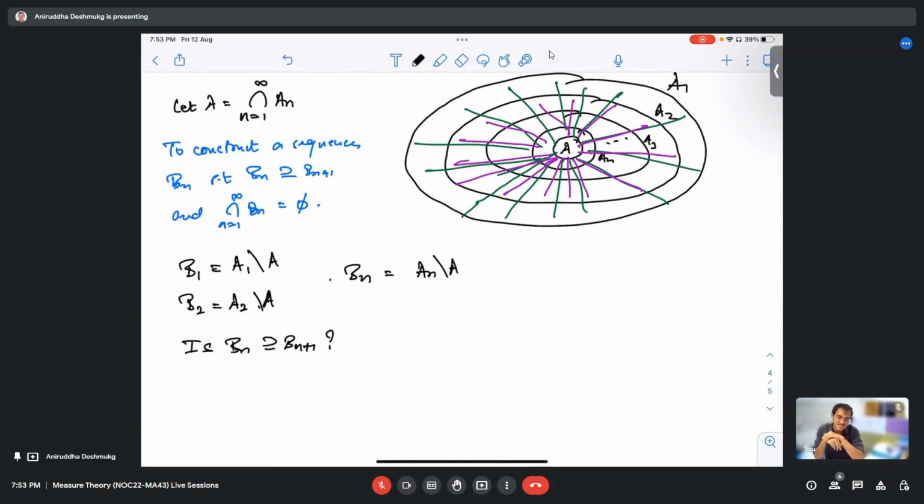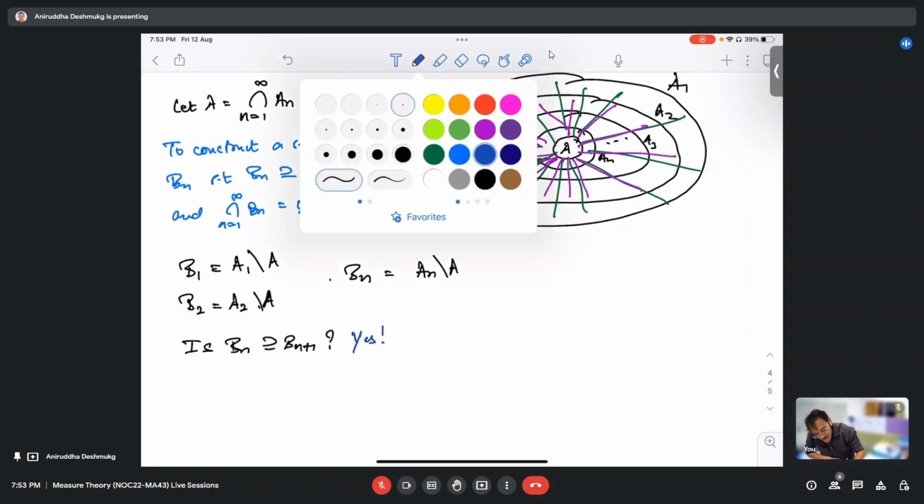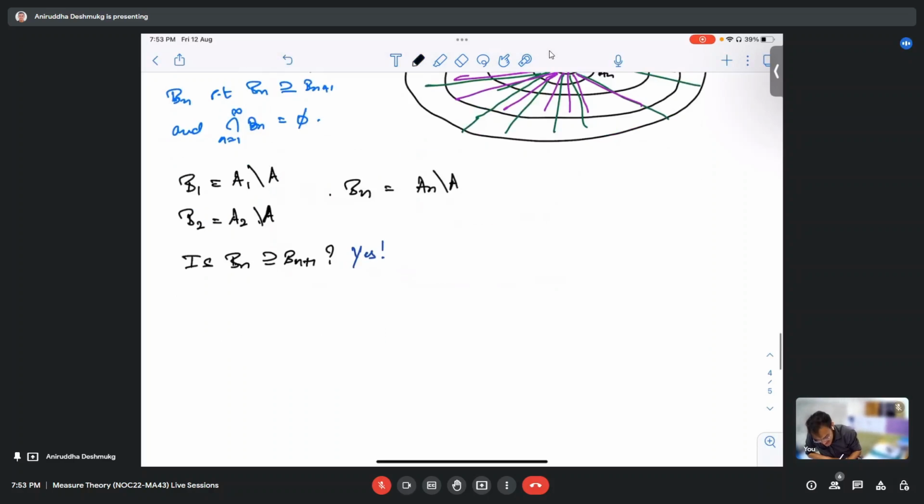What do you think? Does this construction tell us that Bn is a decreasing sequence? Yes, sir. Right, because An itself is a decreasing sequence, and we are basically removing the same set every time. It still remains a decreasing sequence. So this is yes. Now, what is the intersection of Bn's?